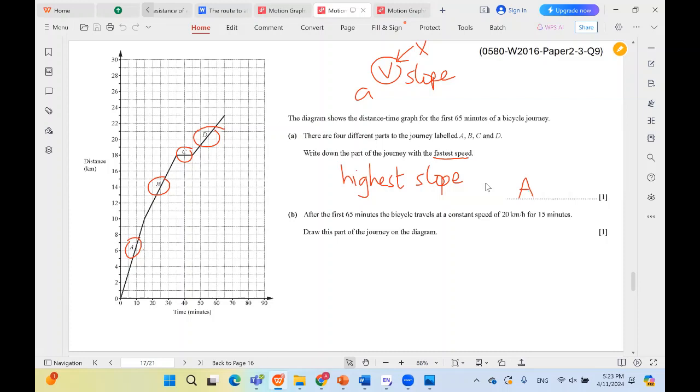After the first 65 minutes, the bicycle travels at a constant speed of 20 kilometers per hour for 15 minutes. Draw this part of the journey on the diagram. So starting at 65, we want to represent the bicycle traveling at a speed of 20 kilometers per hour for 15 minutes. How would we be able to do that?